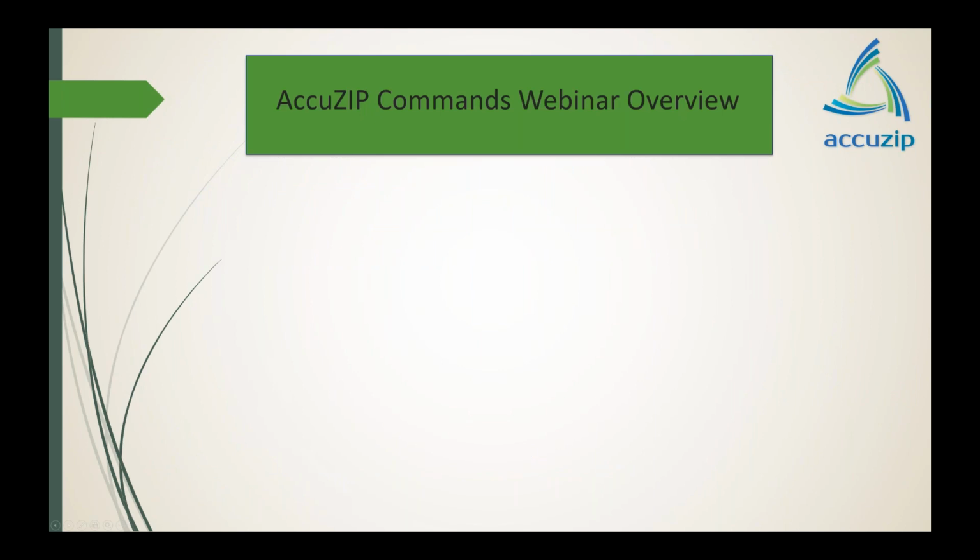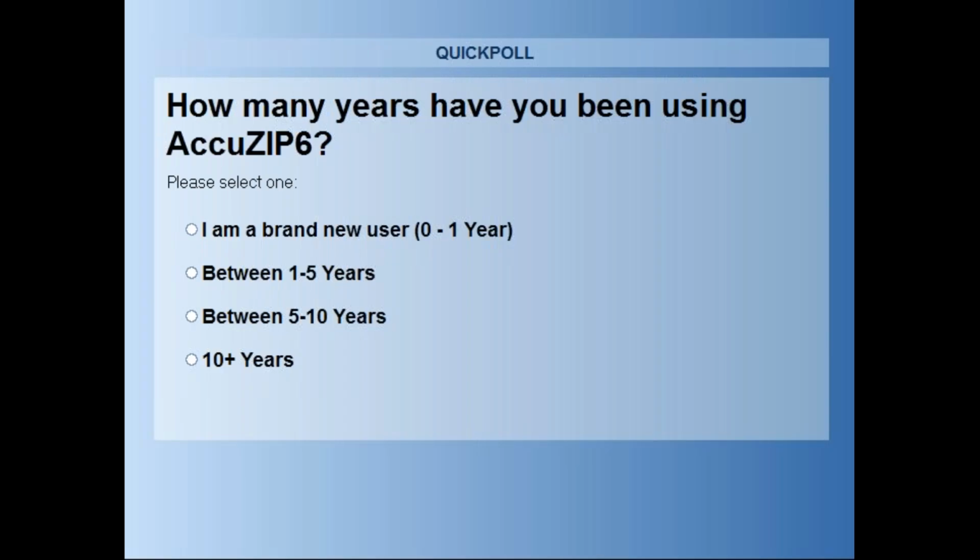Before I hand over the presentation to Matt, we're going to go ahead and do a poll just to see again what type of audience we are catering this to. So Matt, if you want to go ahead and launch the first poll. Okay, so all of you should see this on your screen, and you can go ahead and start voting. The question is, how many years have you been using AccuZIP? If you're a brand new user, between 0 and 1 year, between 1 and 5 years, 5 and 10, or 10+ years.